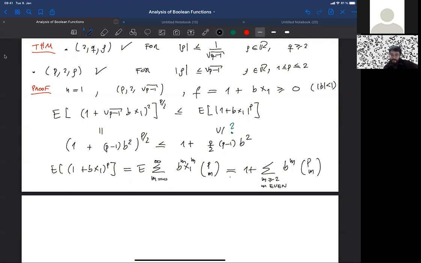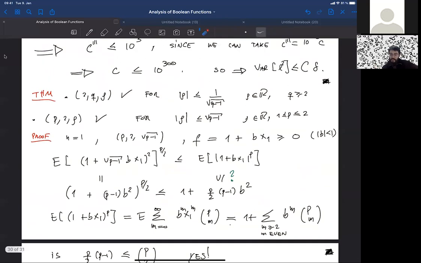Okay, so now the question is whether p over 2, p minus 1 is less or equal than the very first term in here, which also has a b squared, which is p choose 2. And yes, exactly, because it's equal to that. And then the proof is finished. And so we do have hypercontractivity for those cases.